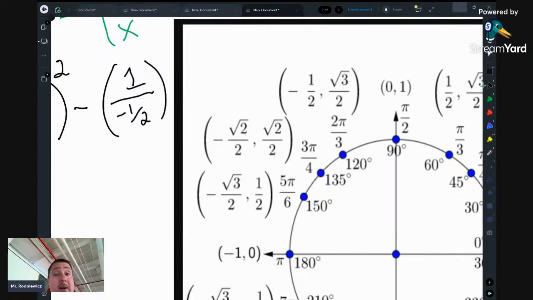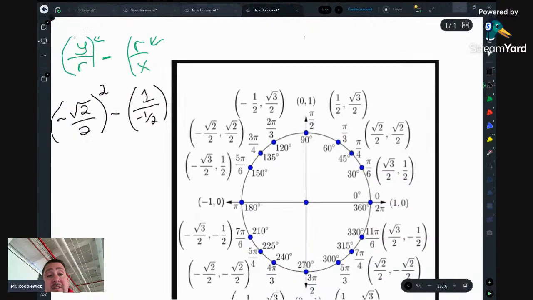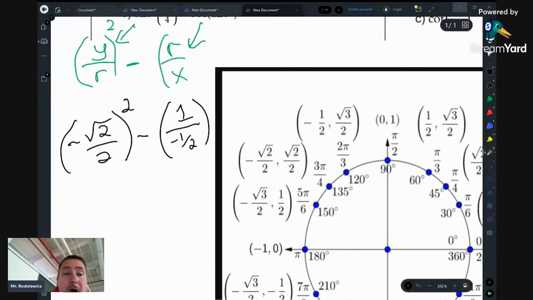Still no calculator. Ready? Let's do this in 60 seconds. We're going to square a negative. That's positive. We're going to square the square root of 2. That's 2. And come back. Here we go. That's 2. We're going to square 2. 2 times 2, 4. Done.